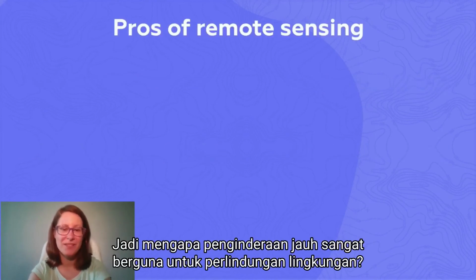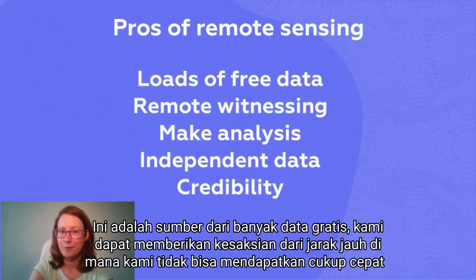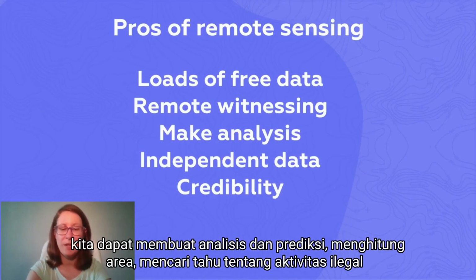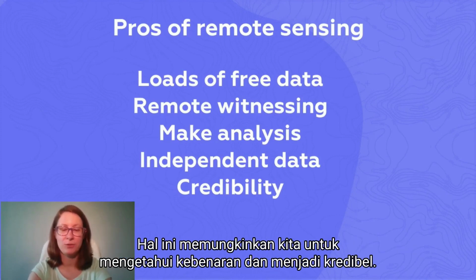So, why is remote sensing especially useful for environmental protection? It is a source of loads of free data. We can bear witness remotely where we can't get quick enough. We can make analysis and predictions, calculate area, find out about illegal activity, and our results are based on independent, open data and not on official statistics that can be falsified. This allows us to know the truth and be credible.